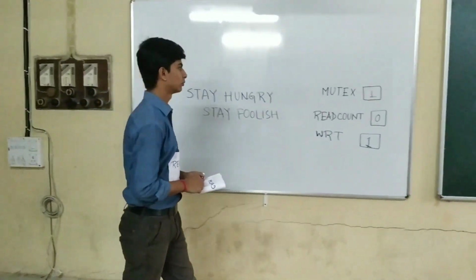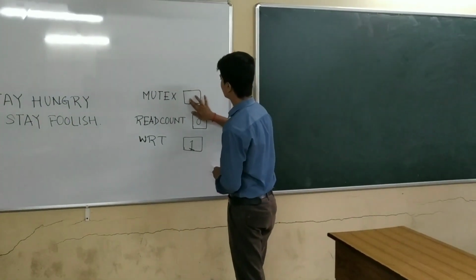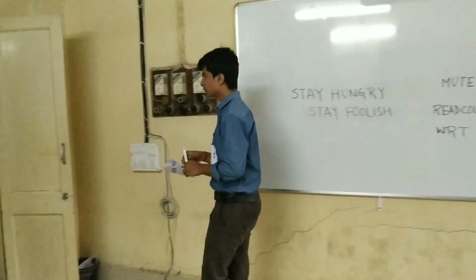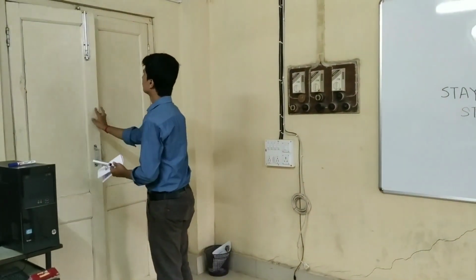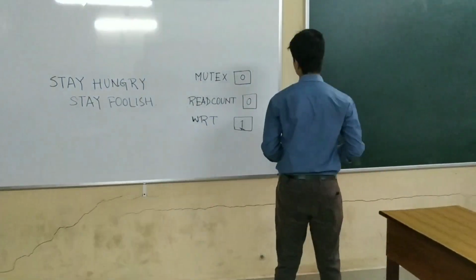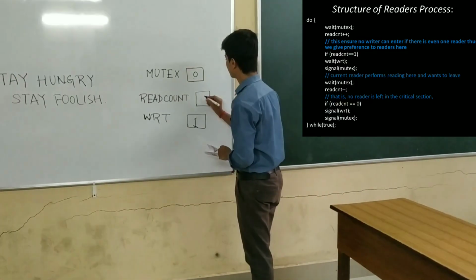Now reader 1 comes to read. First he changes the mutex from 1 to 0. Here we assume the door as the mutex. Mutex 1 means the door is open and mutex 0 means the door is closed. That means now no other readers can enter the critical section.